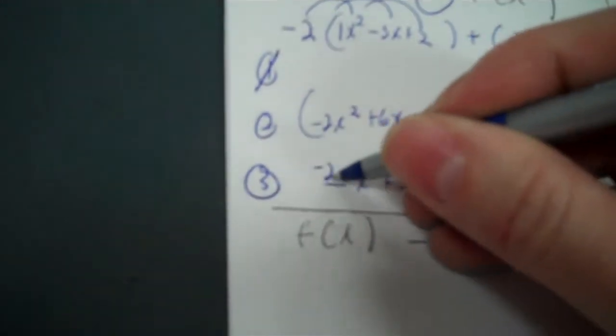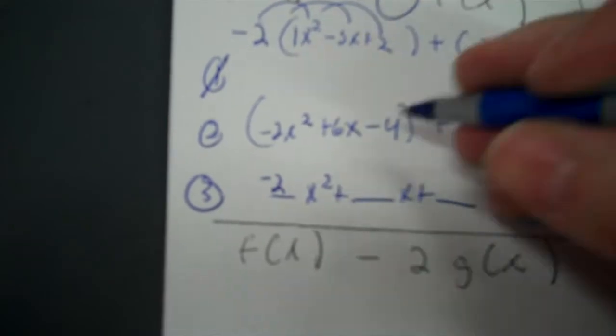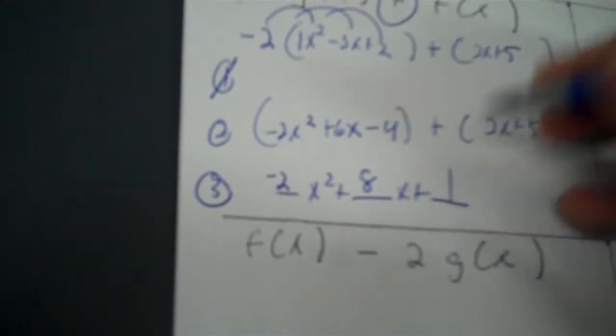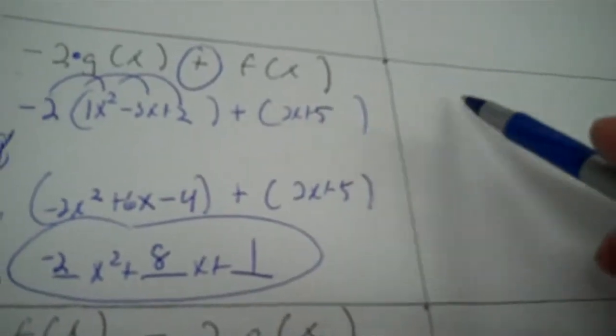Okay, so x squared, negative 2. 6x plus 2x is 8x. Negative 4 plus 5 is 1, and that's the answer. I didn't give you a number to substitute.